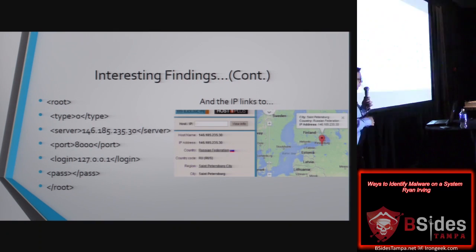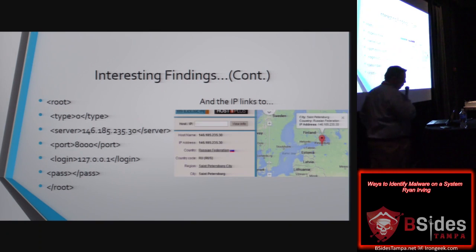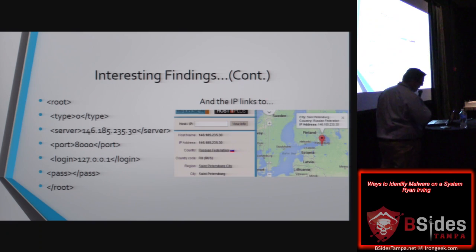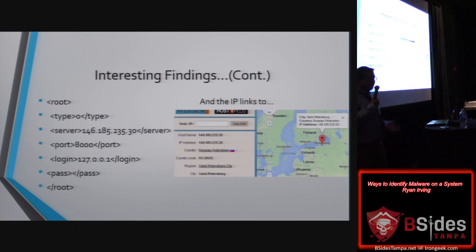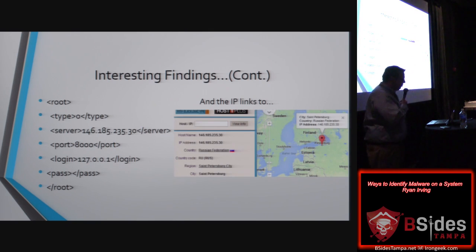Okay, so we can see here you have your root tag, then you have a type tag, then you have your server tag, which is IP 146.185.235.30. Which if you put that in a GeoIP tool, I know it's not necessarily 100% accurate, but it goes to St. Petersburg, Russia as the geolocation for that. Then it proceeds to log in with the local host address 127.0.0.1. Looks like no password, just a way to say, hey, yeah, I'm here.